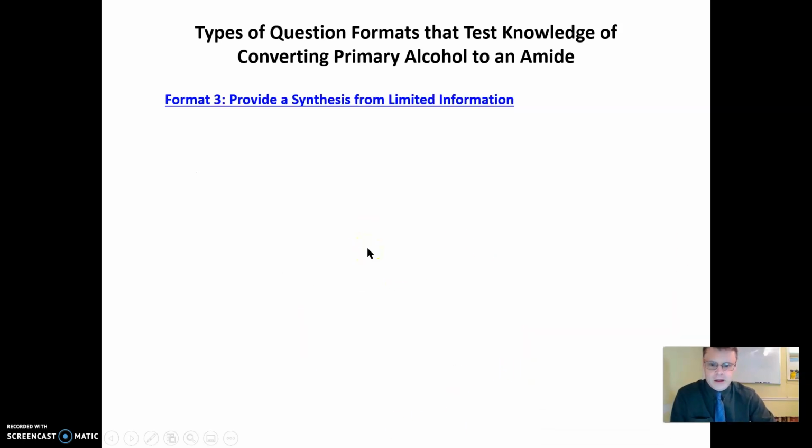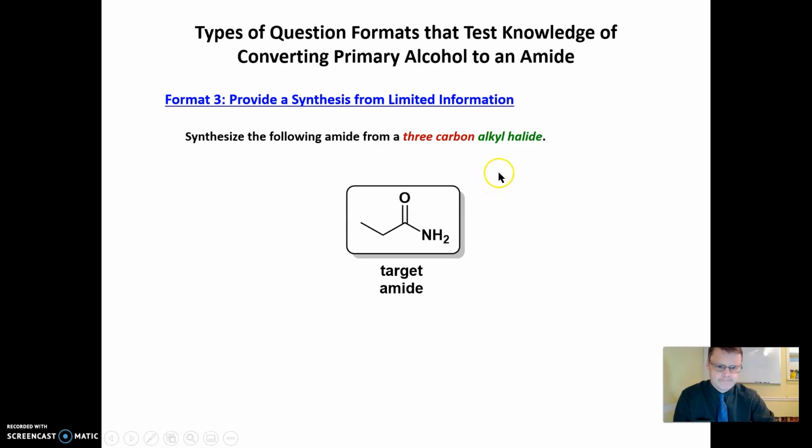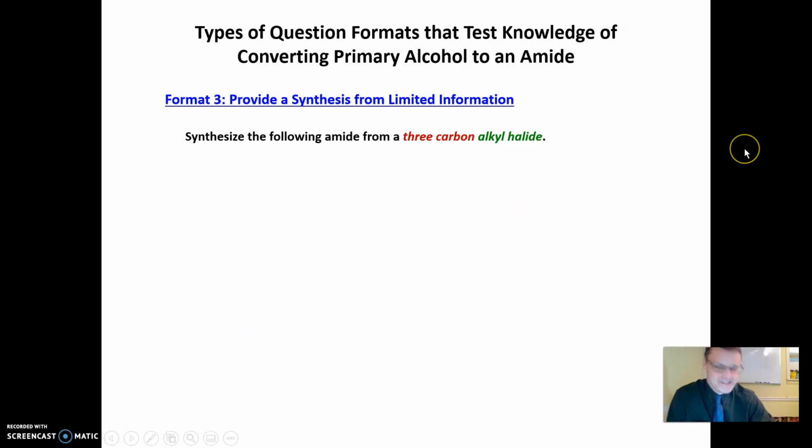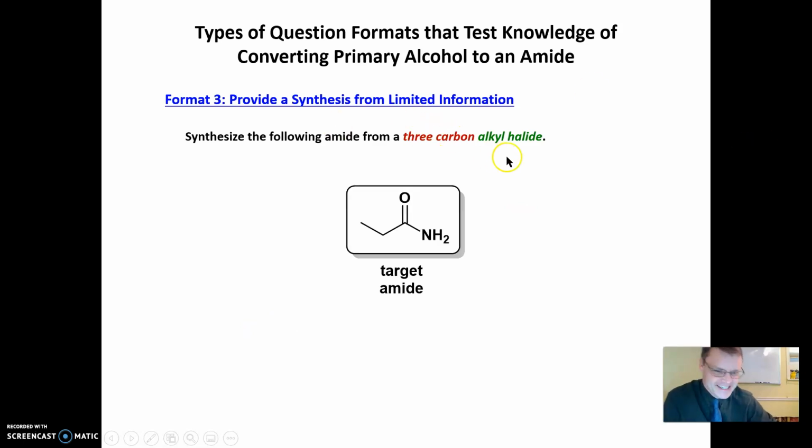Okay. And then thirdly, and this is maybe closer to what actual organic chemists might do at a pharmaceutical company. Maybe they need to synthesize something. And here I'm giving you a little bit of information. I'm saying start with something that's got 3 carbons and that's an alkyl halide. Oh, that's a typo. I'm sorry, that should be 3 carbons and an alcohol. We're starting from an alcohol. Okay, so that might be a hard synthesis.